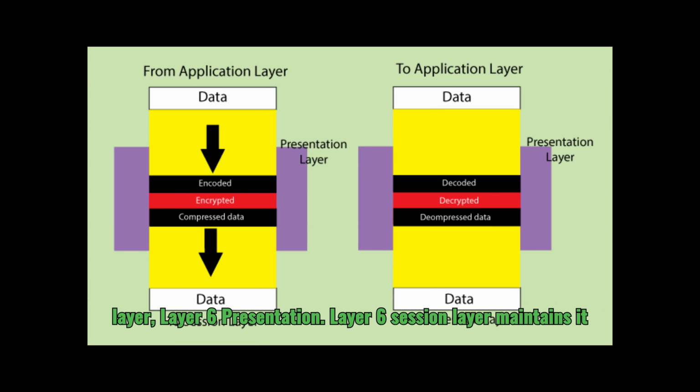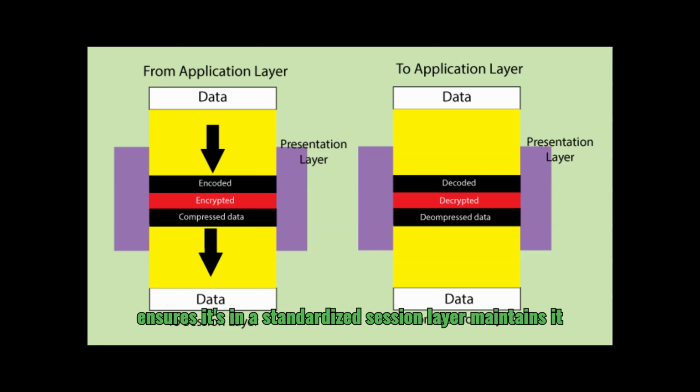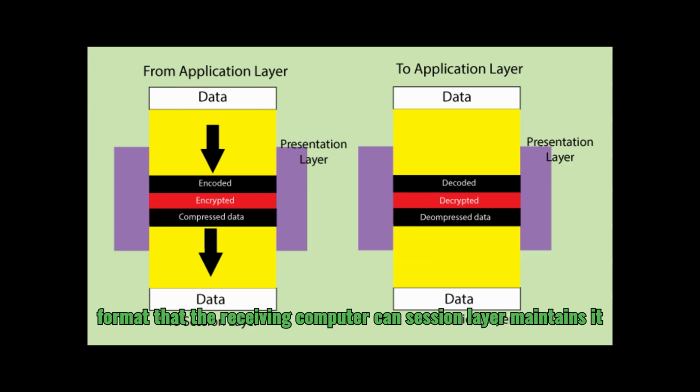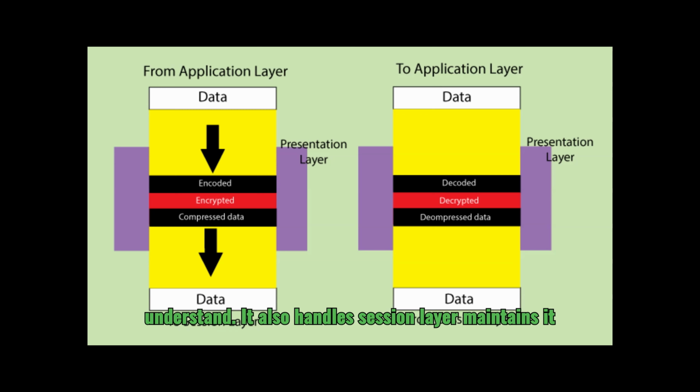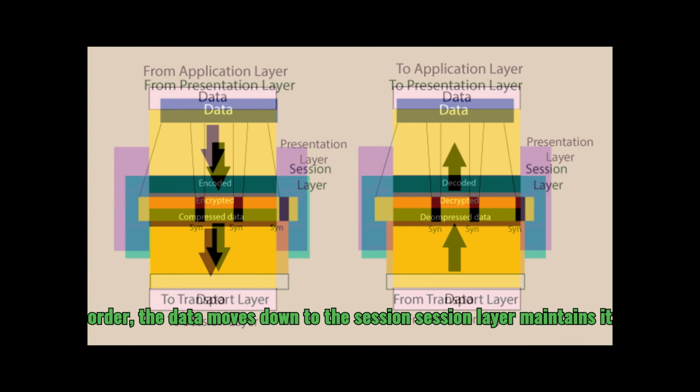Layer 6 is the presentation layer. This layer takes data from the application layer and ensures it's in a standardized format that the receiving computer can understand. It also handles encryption, compression, and other transformations. Once everything is in order, the data moves down to the session layer.